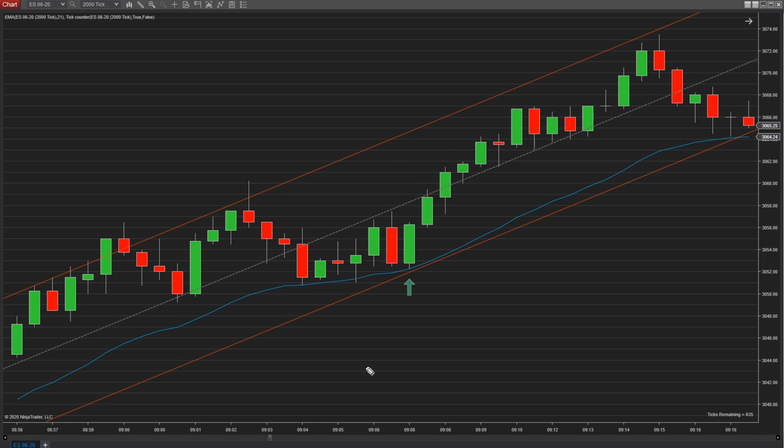And so that's how all these setups really work together. Either you'll have a two-legged pullback that works, or a failed two-legged pullback that works in your favor, or a higher low that ends up working in your favor. And so there's really a lot of ways to essentially enter on the same move. That's what these three setups do for us: they allow us to get in on multiple possibilities for when the market is either choppy or not giving us the right setup.